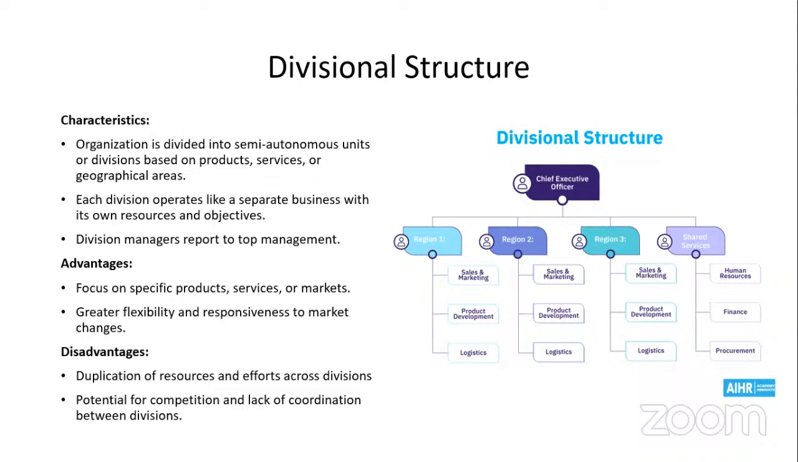Unlike the functional area, where if anything happens, somebody in personnel will say it doesn't concern them, there are people in marketing and sales. If anything happens in production, marketing and sales say it does not concern us, there is somebody in the production department. But in the divisional structure, there is much more synergy. There is greater flexibility. The disadvantage here is duplication of resources and efforts across divisions.